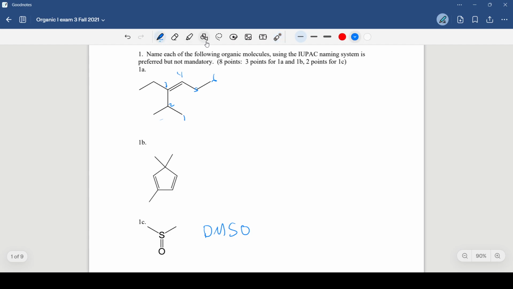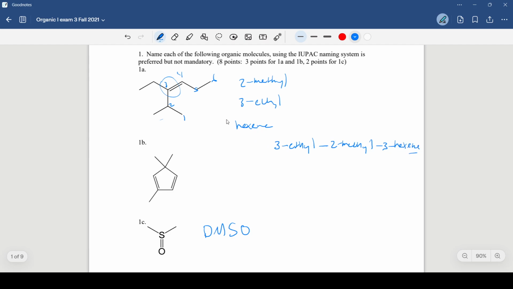So now we just put all the stuff together. So we have a methyl on 2, so 2-methyl. Ethyl on 3, so 3-ethyl. And then we have a hexene. And now we just put it together. We have 3-ethyl, 2-methyl. And then double bond is on 3, right? So that's going to be 3-hexene.